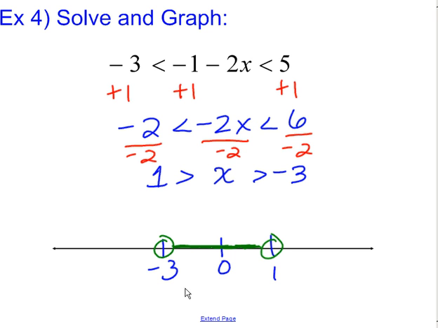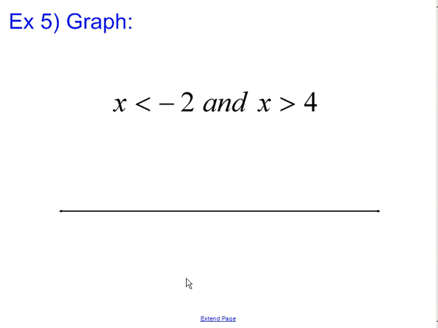Okay, one last one. This one will be separated. I just want to talk about graphing this. So this one says x is less than negative 2 and x is greater than 4. So all we've got to do is graph this one, right? Let's get a 0 on here, a negative 2, and 4. Well, we need open circles at both.